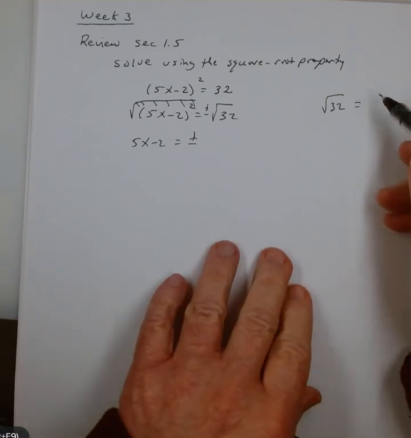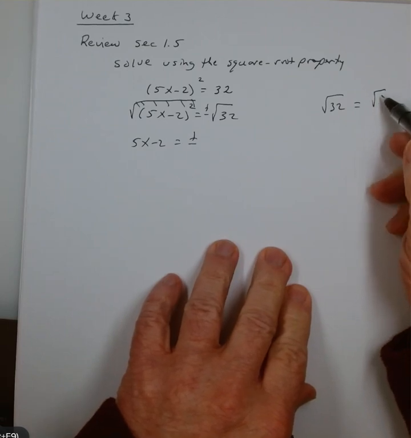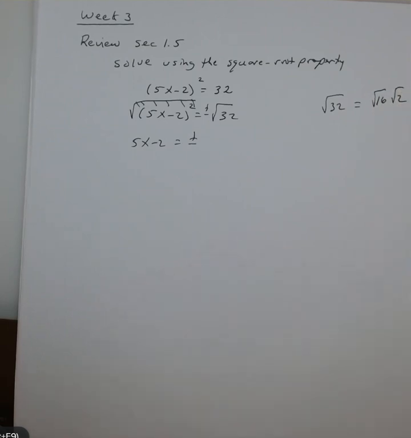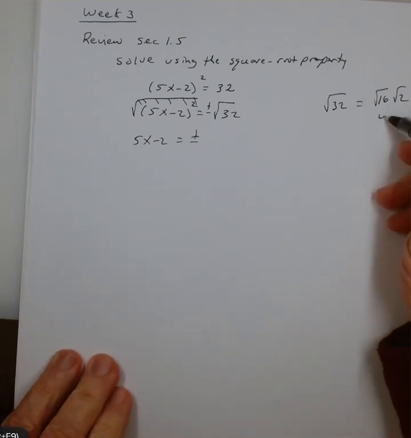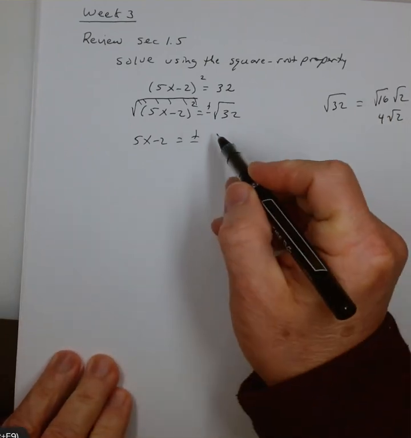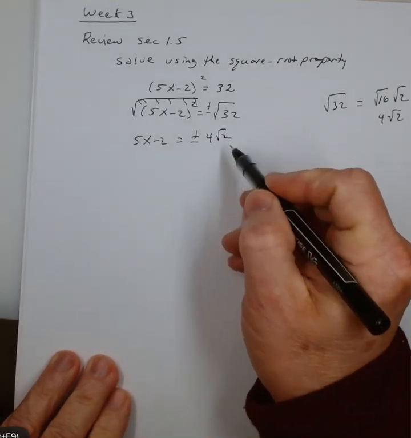So then what we notice is I can rewrite the square root of 32 as the square root of 16 times the square root of 2. And what's the square root of 16? 4. So I get 4 square root of 2. So this becomes plus or minus 4 square root of 2.